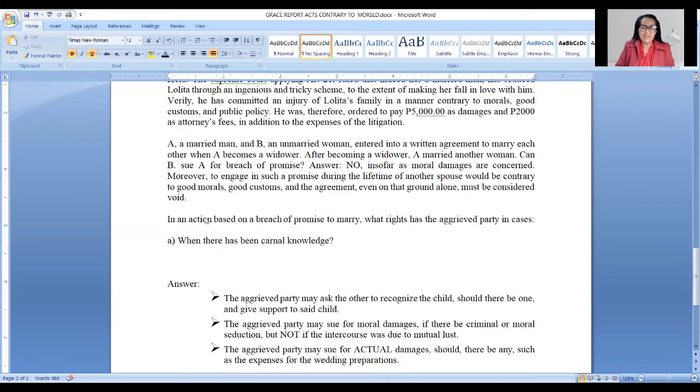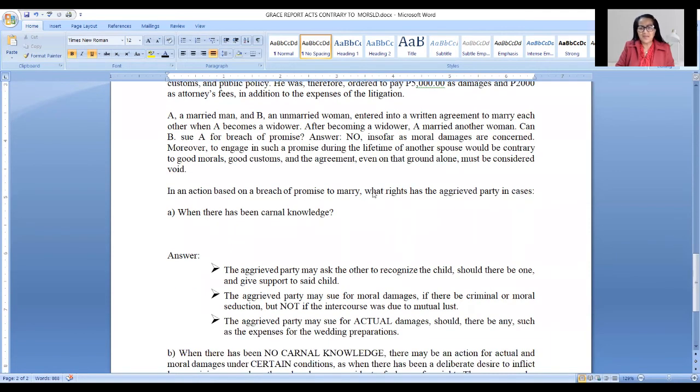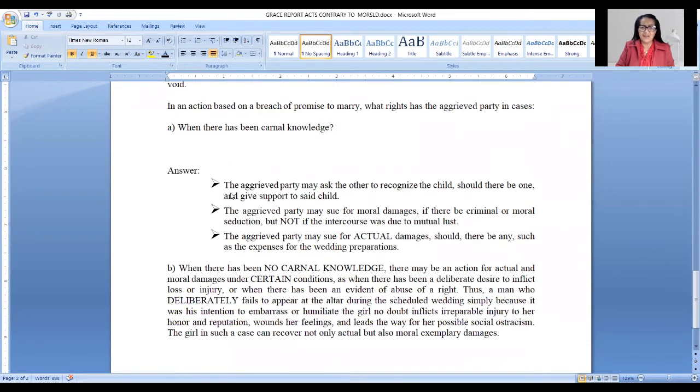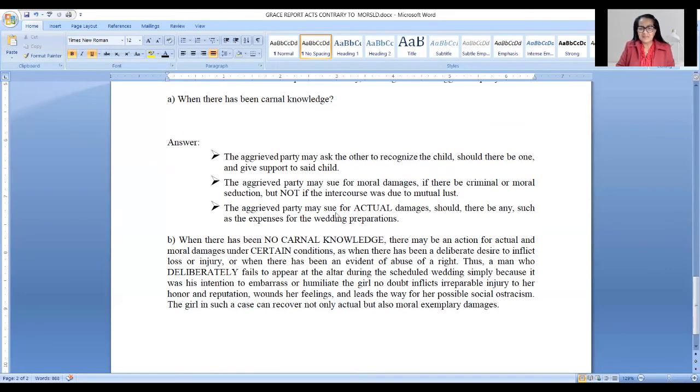In an action based on breach of promise to marry, what rights has the aggrieved party? A. When there has been carnal knowledge. Answer: First, the aggrieved party may ask the other to recognize the child, should there be one, and give support to said child. Second, the aggrieved party may sue for moral damages if there be a criminal or moral seduction, but not if the intercourse was due to mutual lust. Third, the aggrieved party may sue for actual damages, should there be any, such as the expenses of the wedding preparation.